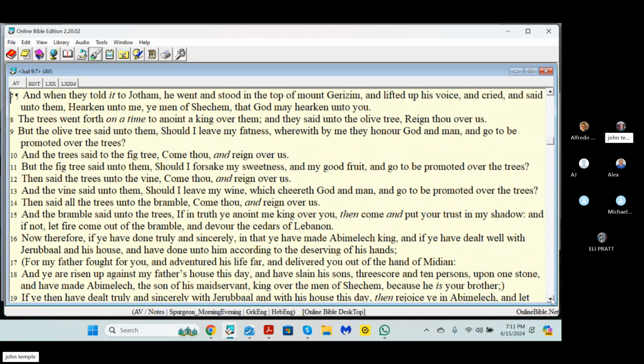Now this is like bramble. You don't want to be bramble. I mean, that's thorns and bad stuff. The bramble, "Come down and reign over us." And the bramble, which is Abimelech. Okay, so now they're talking to Abimelech, and they're saying, "The bramble said unto the trees, If in truth you anoint me king over you, then come and put your trust in my shadow, and if not, let fire come out of the bramble and devour the cedars of Lebanon." So these are the people of Lebanon.